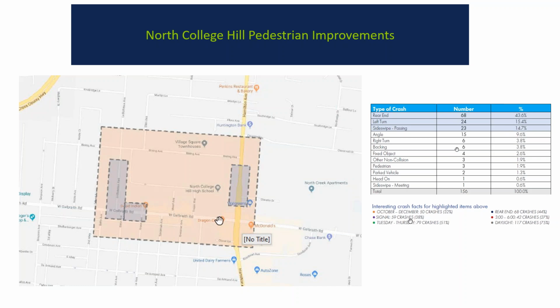Just the months they happened, or most of them happened in the daylight, which is pretty typical because that's where our level of exposure is. More people are driving during the day. And most happen Tuesday through Thursday.